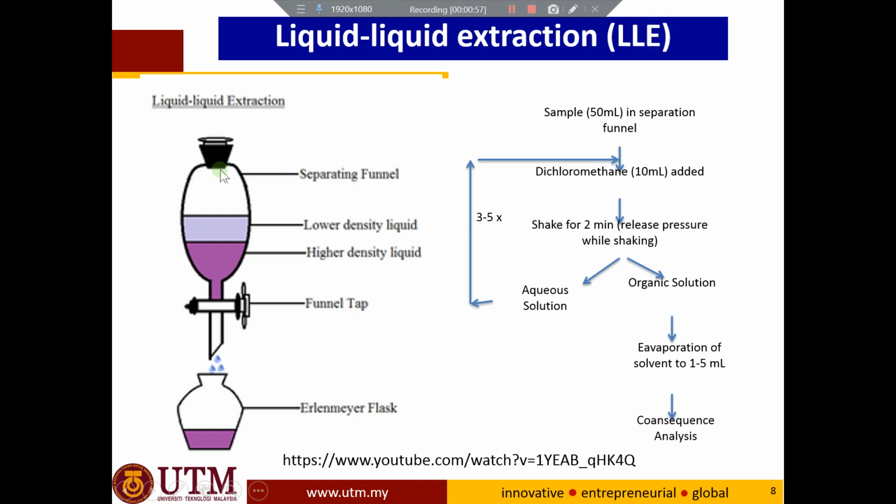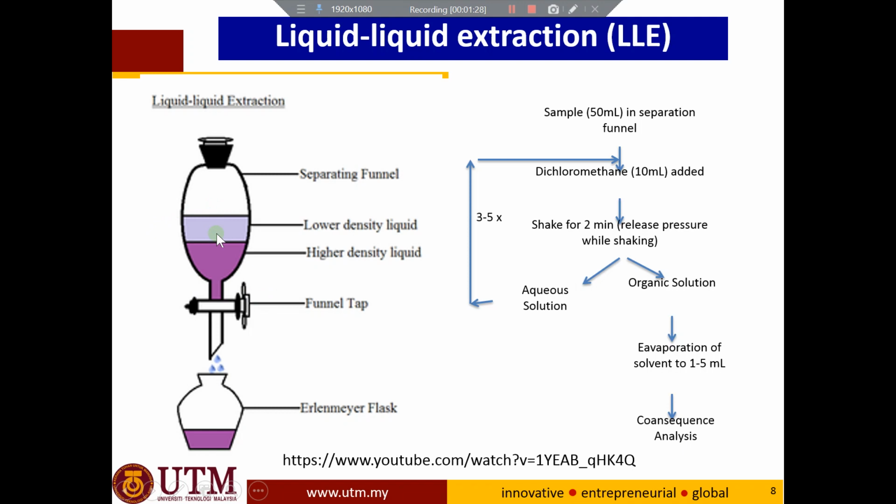Again, here is the separating funnel. In the separating funnel, we have our sample. We have the liquid, two liquid, either is polar or is non-polar. The higher density liquid will reside at the bottom of the separating funnel. The lower density liquid will always be at the top layer of the total solvent.